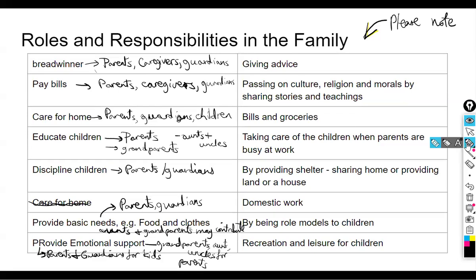Giving advice: parents, grandparents, aunts and uncles, right? Okay, passing on culture, religion, morals, sharing stories and teachings. I think that this is seen as more of a grandparent's role, right? But also parents could do it. And also aunts and uncles, right?